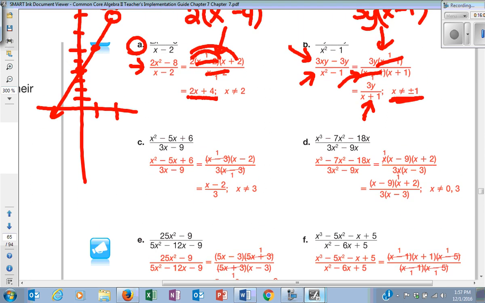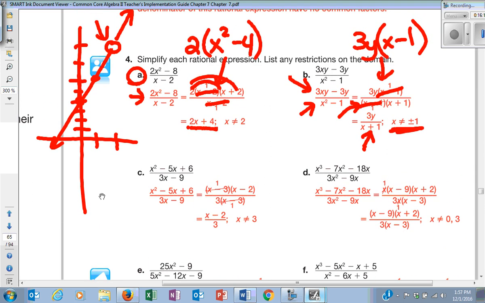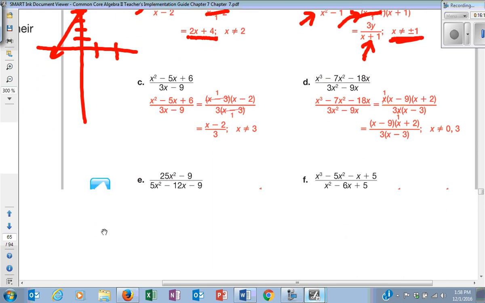So when they say list any restrictions on the domain, they mean list anything that x cannot be. So I'm going to just kind of pop this up here. You can hopefully look through the rest of these answers.